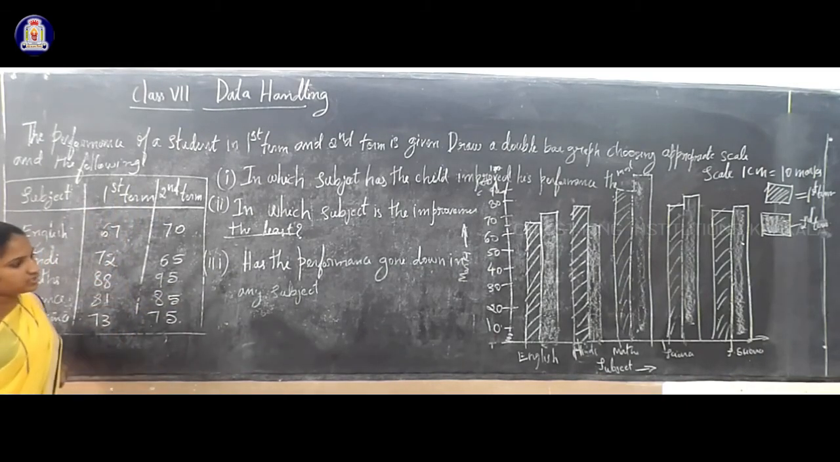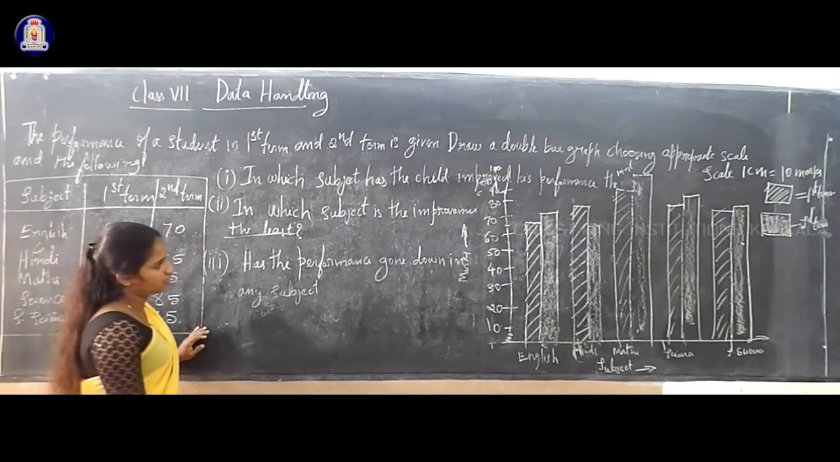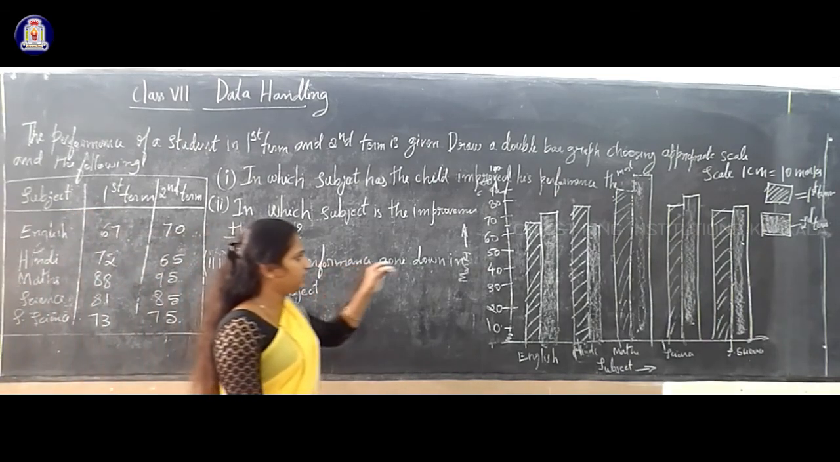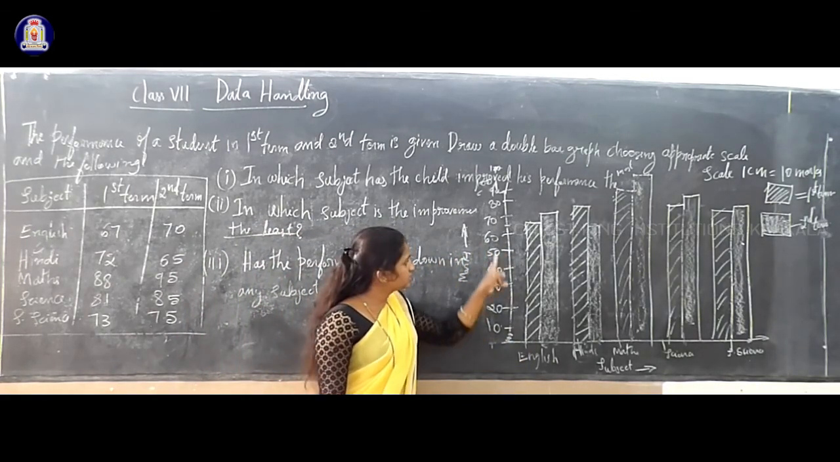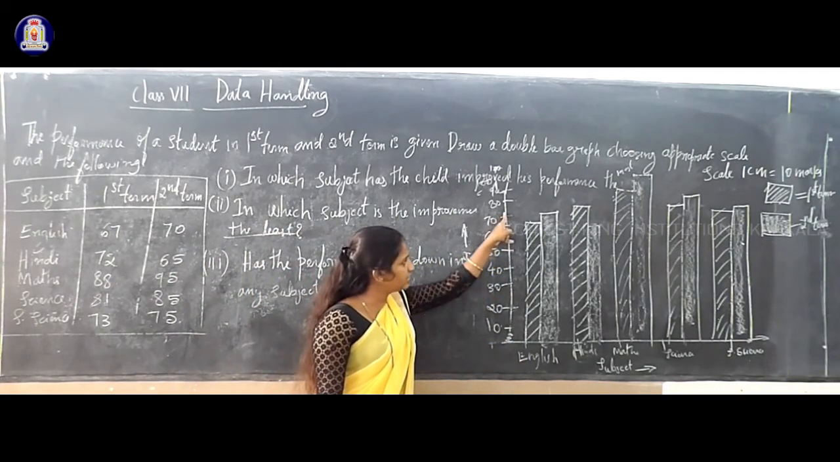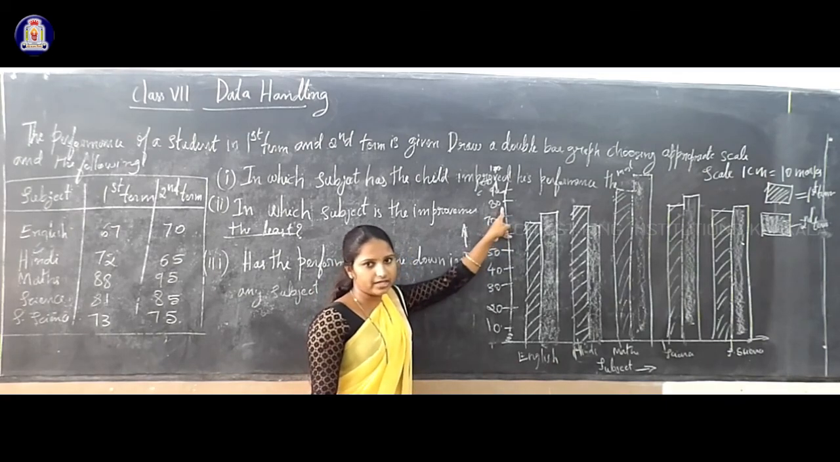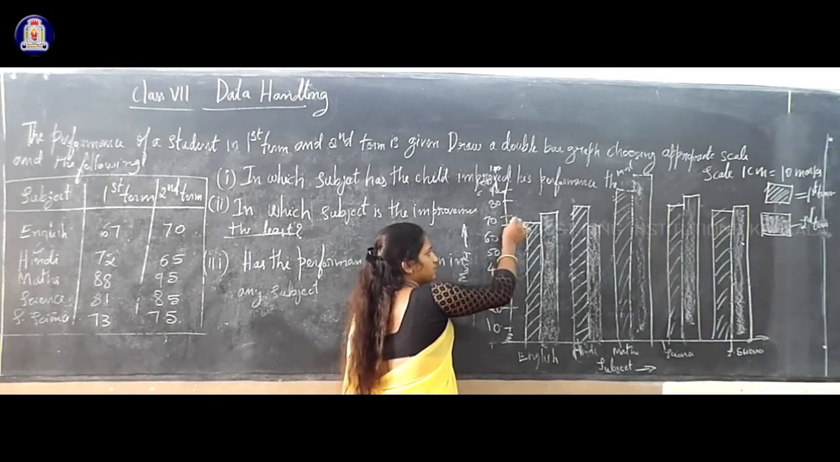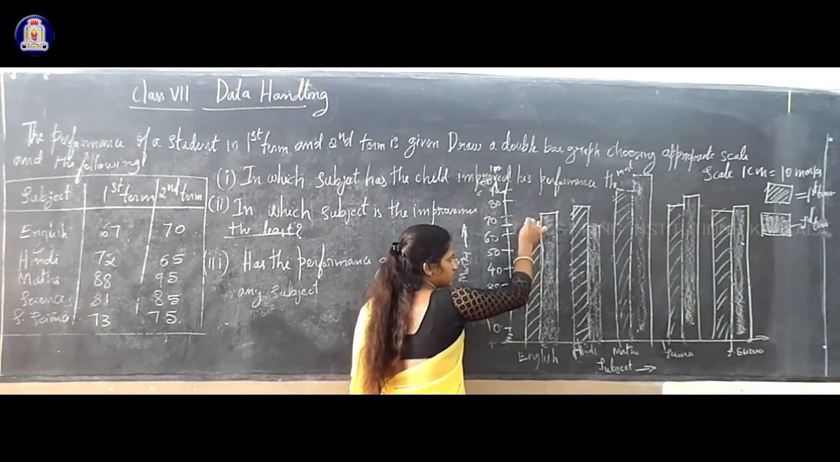Clear? So next you have to draw the bar graph. So first one, you have to see first term marks in English. The first subject is given here, English. That marks is 67 in the first term. So 67 we can see here. English 67 means in between 60 and 70. You can get 60 and 70. So 65 is in between, the middle point is 65. Next 66 to 67. Clear? So this is 67 marks.